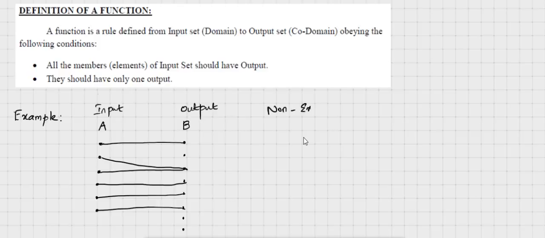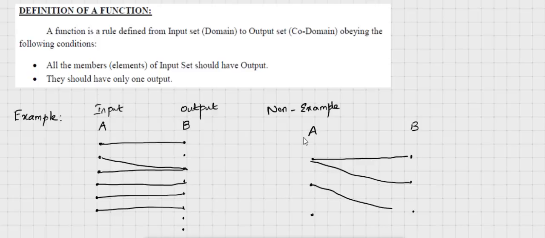Let us see a non-example now. Similarly, I am taking A and B. You can take any number of elements, it doesn't matter. See here, if I am mapping like this, is this a function? No, it is not a function. Why is it not a function? The first condition is that all the elements should have an output. For this element it is not having an output, so the first condition has failed.